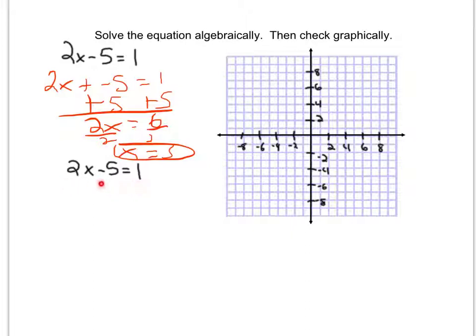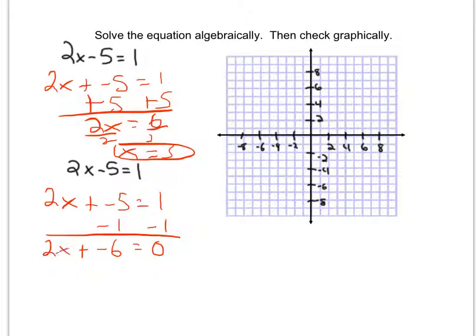Well, first thing we do is put this in the form ax plus by equals 0. So we're going to change subtraction to addition. And we want 0 by itself, so I'm going to subtract 1 from both sides, because 1 minus 1 is 0. Negative 5 and negative 1 make negative 6. And I got 2x plus negative 6 equals 0. Now again, I'm going to write this in slope-intercept form. So now I'm going to take 2x plus negative 6 and set it equal to y. And we'll flip it around and make it y equals 2x plus negative 6.